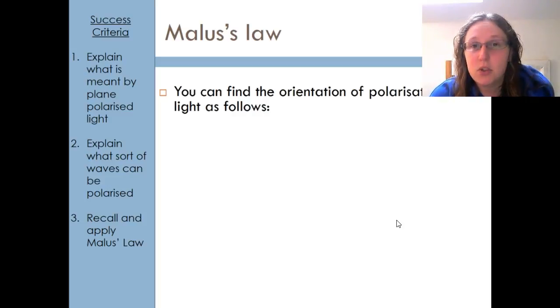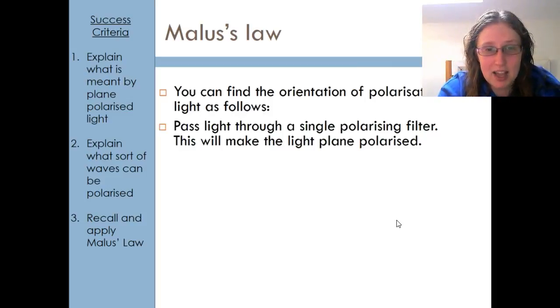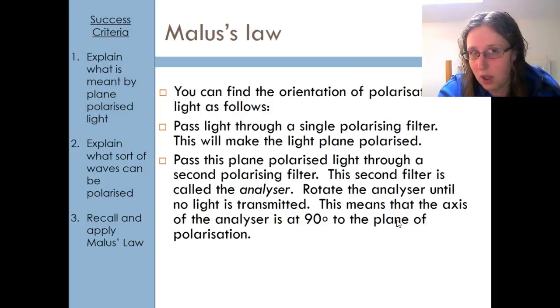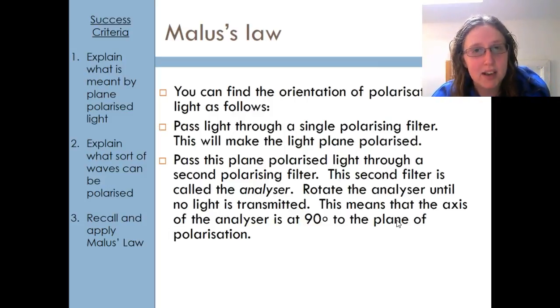Basically what it says is, if you know that something's been polarized, or you have a Polaroid filter, and you want to know the orientation of its polarization, what you need to do is pass light through that filter, so that it's plane polarized, then pass it through a second filter that you know the orientation of, which we call our analyzer. You rotate the analyzer until no light is allowed through, and at that point the plane of the analyzer must be 90 degrees to the plane of the first Polaroid. And that way you know therefore what the plane of the Polaroid is.